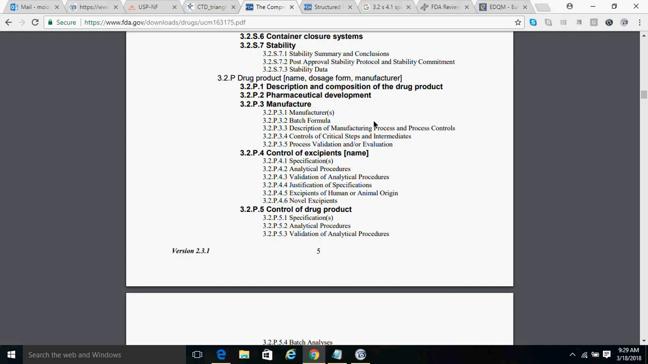So when we are talking about a drug product, we get the manufacturing lot, we get the API from the supplier. Now the company decides what product they want to make.